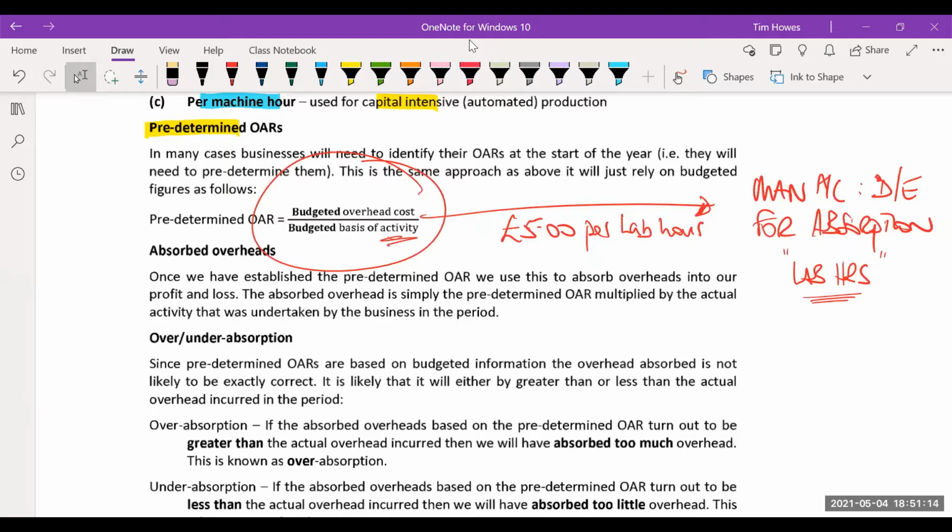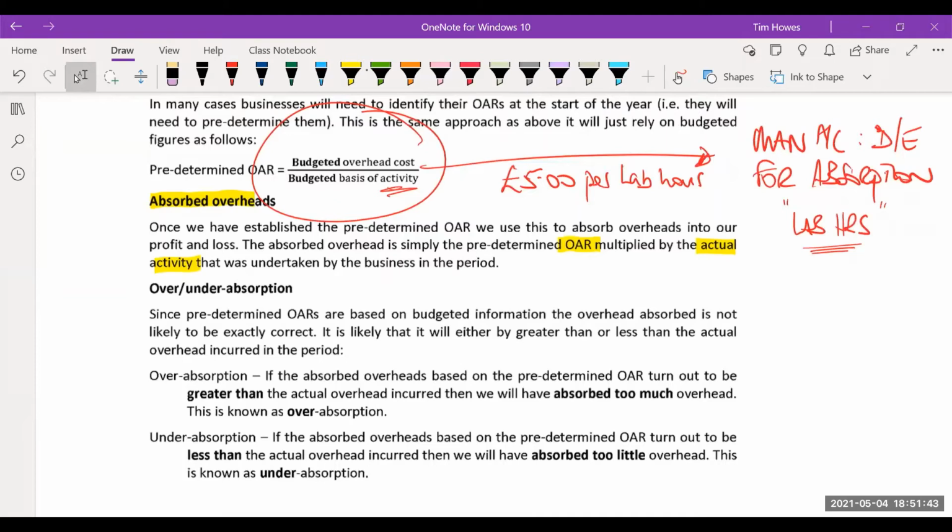We didn't quite get the salaries of supervisors correct in our budgets. And so whilst the management accountant is sitting there absorbing overheads, the actual activity multiplied by the overhead absorption rate, in the P&L there is a cost of production based on an originally estimated figure. And as a result, because the absorbed overheads probably do not equal the actual overhead, we'll need an adjustment. We'll need an adjustment in respect of that. We'll worry about that in a minute.